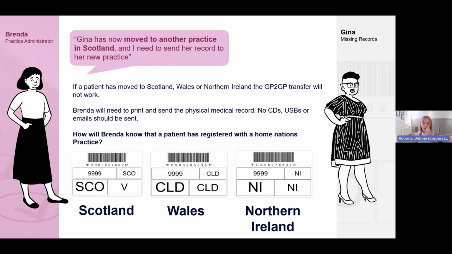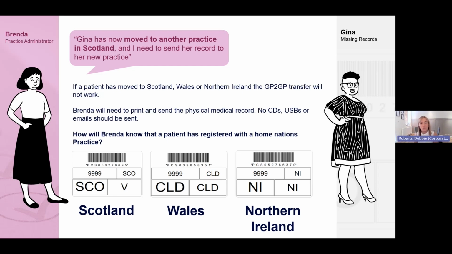What she'll need to do is keep an eye out for the transit label that has been sent into the practice. As you can see on screen, there are some examples of what it will look like with a home nation label. It will say SCO for Scotland, CLD for Wales, and NI for Northern Ireland. The label may say ARC, which means that the record will be going into PCSE storage. Again, that would mean that the full record would need printing off and sending with the next City Sprint delivery.